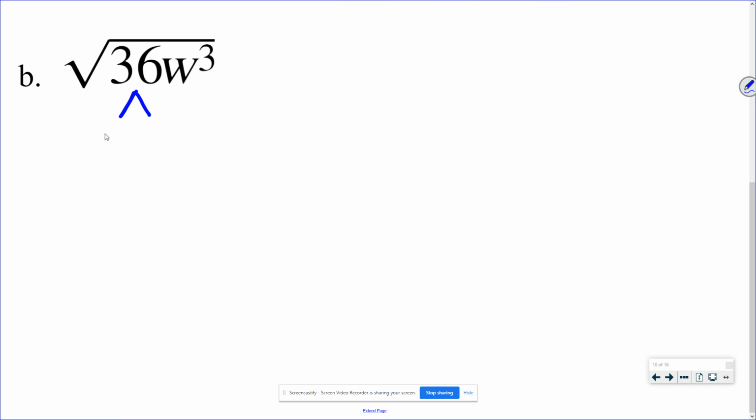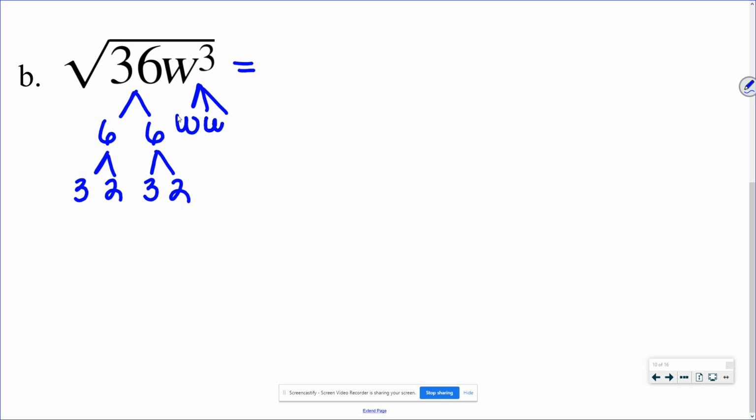So 36, if I make a factor tree, is 6 times 6. And if you want to keep going, you could say 3 times 2 for each of these. You might have also not done any of this and recognized the square root of 36 is 6. So you could have just done that as well. And then here I have w to the 3rd. So that means I have 3 w's.